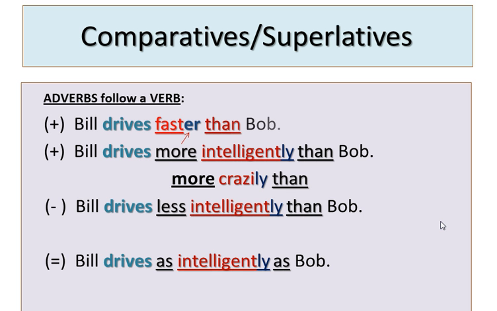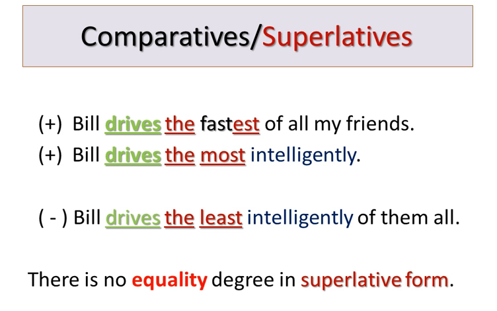For the shortcut with one-syllable words, we replace the word more for the er than. So Bill drives faster than Bob. Bill drives harder than Bob. For the superlative forms, we do the same thing as before. We add the ending est, the fastest, for the shortcut. The most intelligently, don't forget the ly. Bill drives the least intelligently of all. And please note that there is no equal form with the superlative.